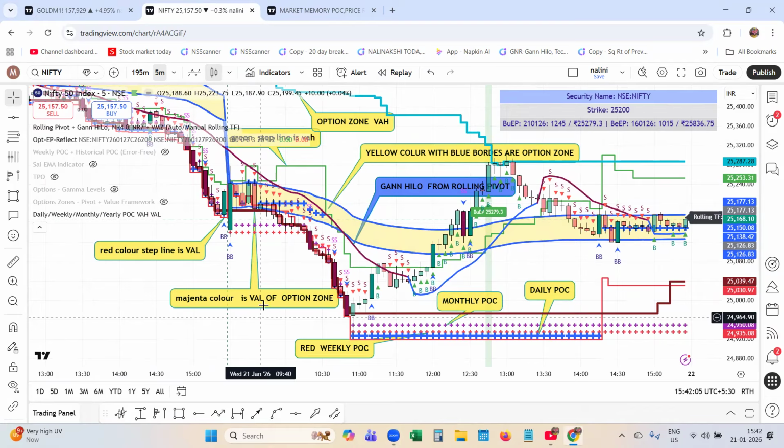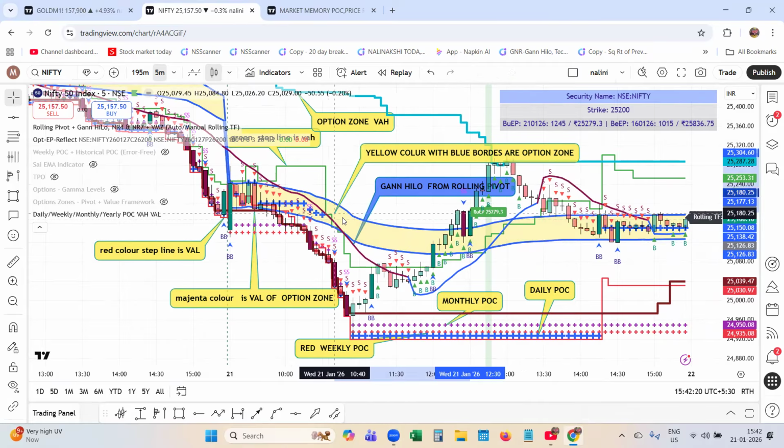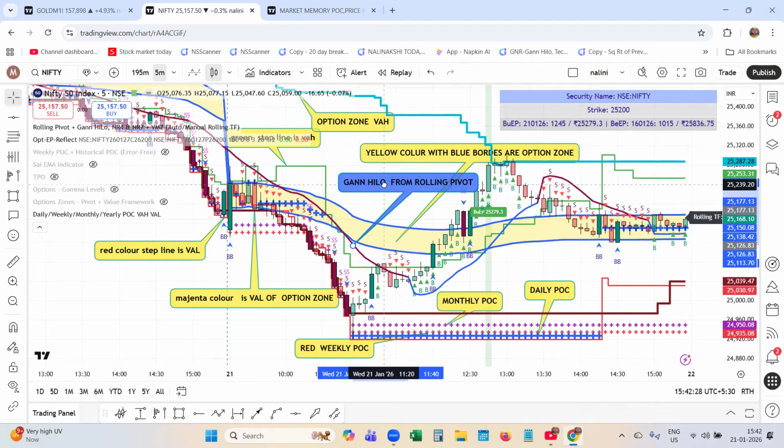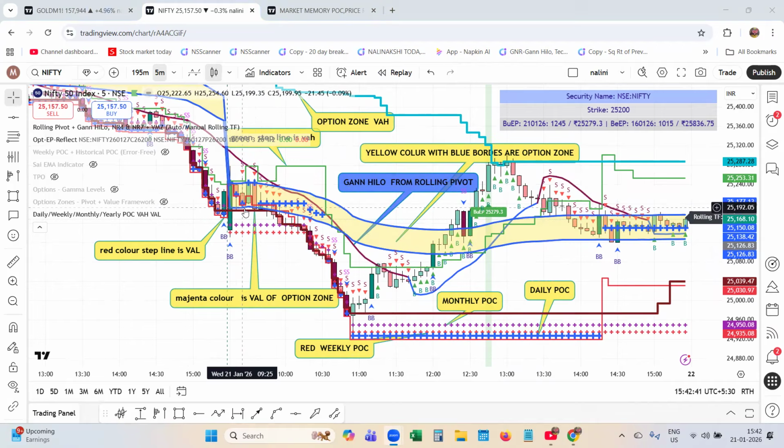These are the POCs, and the magenta color is the value area low of the option zone. This yellow color channel with blue border is the option zone. I have labeled it, you can see there. And this is the Gann Hilo from rolling pivot.